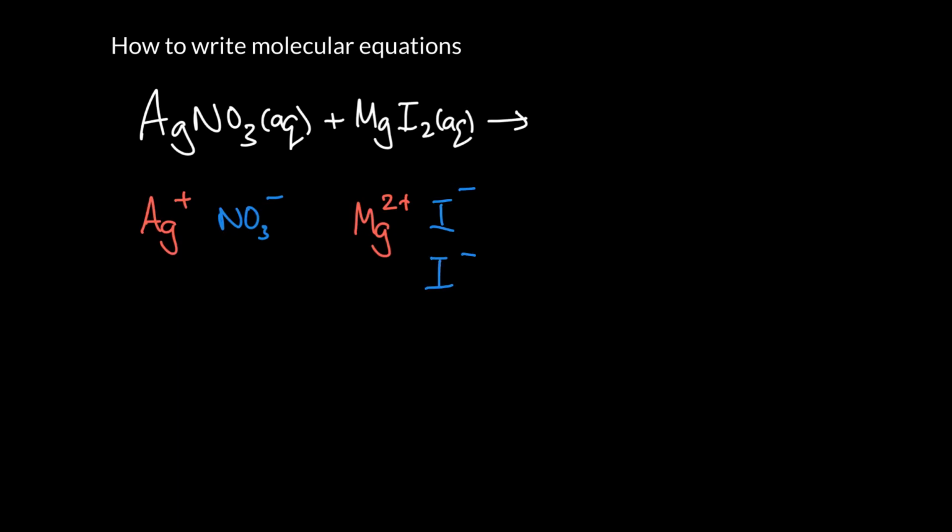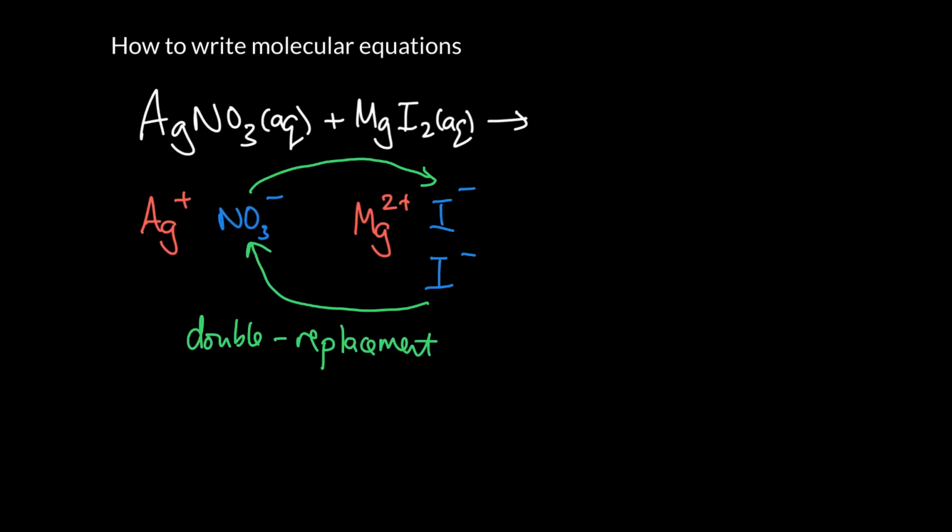Now, what double replacement means is that both of those ions swap partners. So the nitrate trades places with the iodide, and the iodide trades places with the nitrate. This is what we call double replacement. So both ions swap places.